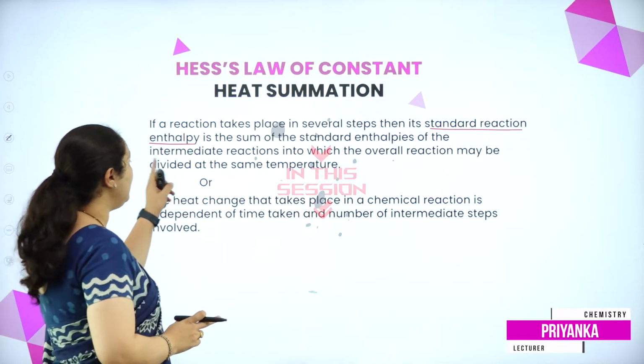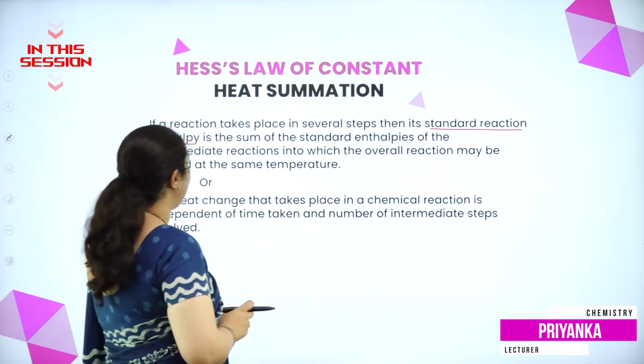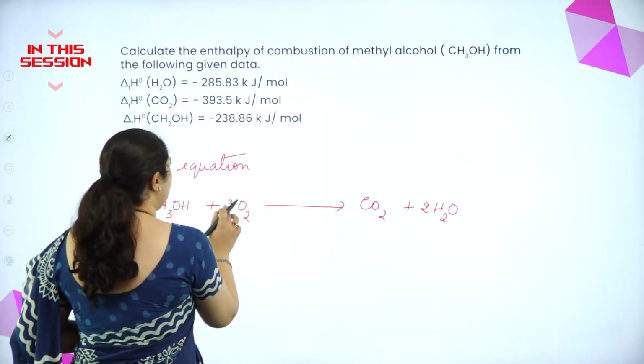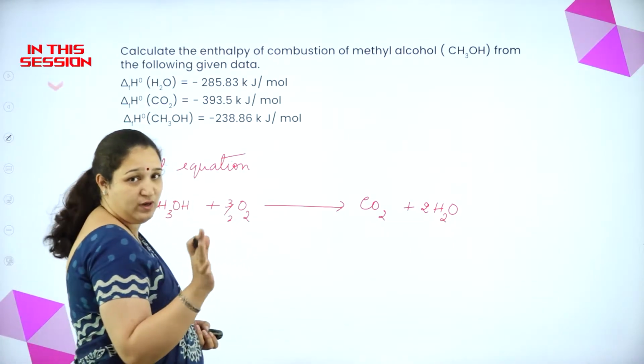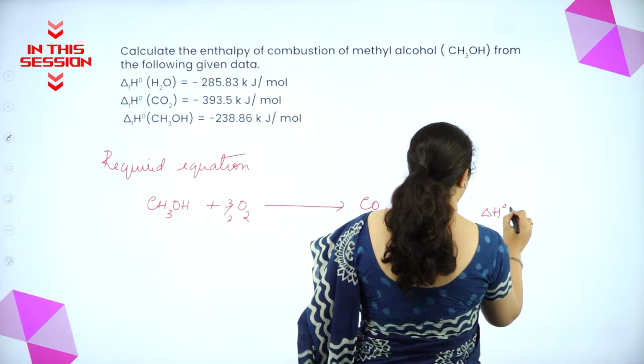enthalpies of all the intermediate reactions into which the overall reaction may be divided at the same temperature. So I'll do it as 3 by 2. So 3 from here, 1 from here, 4, it is balanced. For this I need to calculate delta H naught.